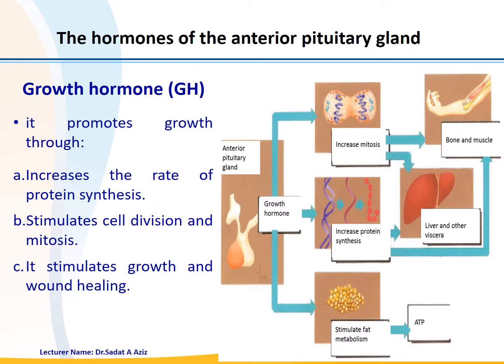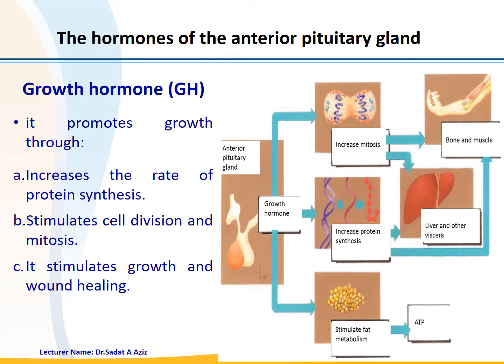So the hormones of the anterior pituitary gland: if you remember what we said, the posterior part of the pituitary gland is responsible for secretion of two types of hormone. The first one was antidiuretic hormone, and the second one was oxytocin. I think we already mentioned the function of oxytocin, and we said the antidiuretic hormone will be explained when we get to the renal physiology.